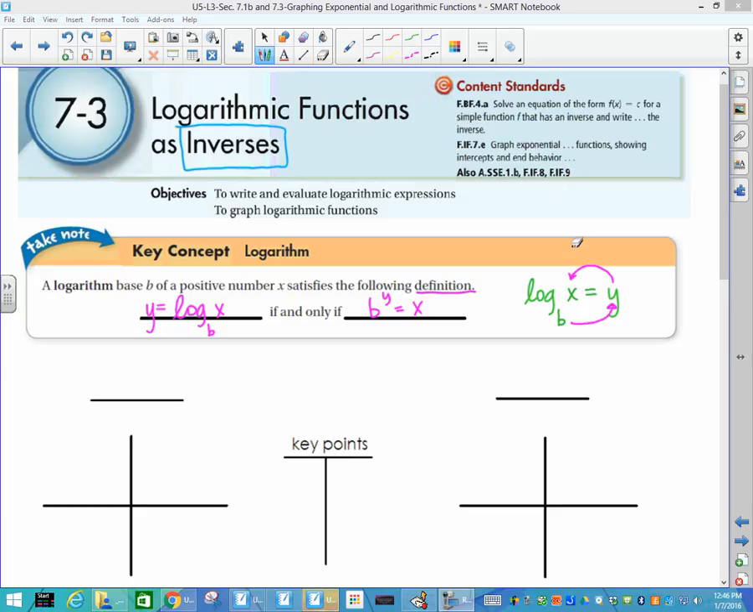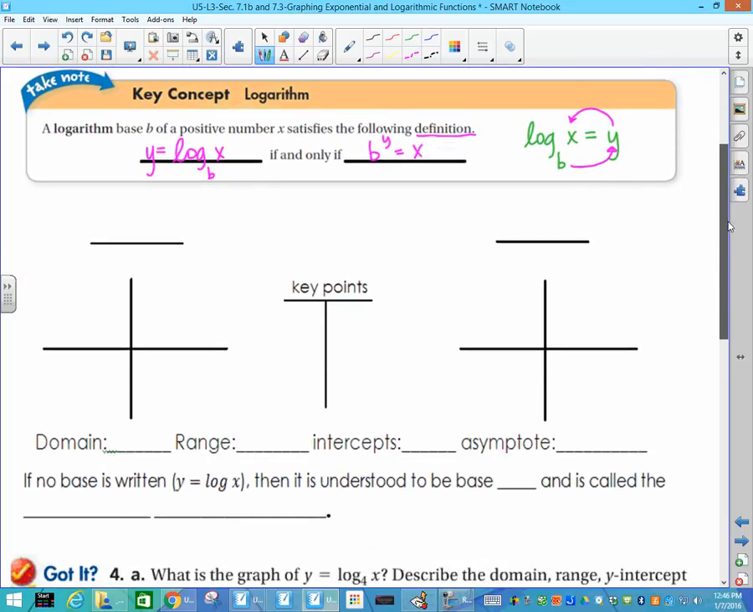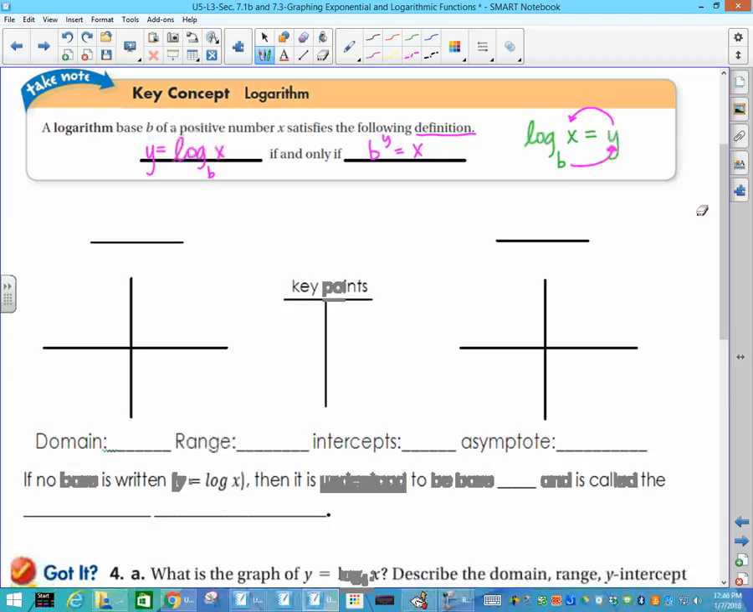Now, the only thing that we're going to do today is talk about graphing them. We're going to learn a lot more about them later on. But right now, let's talk about graphing them. So, the key points. How did we get this? We switched the x and the y. So now, instead of my key points being negative 1, 0, 1 on the x, they're going to be negative 1, 0, and 1, and my b, 1, and 1 over b. All I did, as I just said, was switch the x and the y.